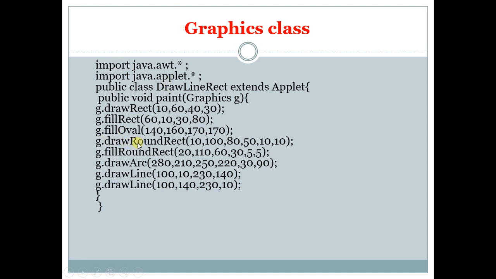The next is drawRoundRect, a function used to display a rectangle with curved edges. Filled round rectangle, as we said, is used to display an object with a filled color, black. So it will display the rectangle with curved edges with a black fill color. The next one is drawArc, which is used to simply display an arc. Line is also a simple function which is used to display a line. We are using two line functions in this program.